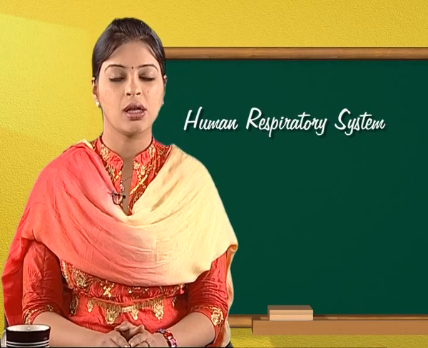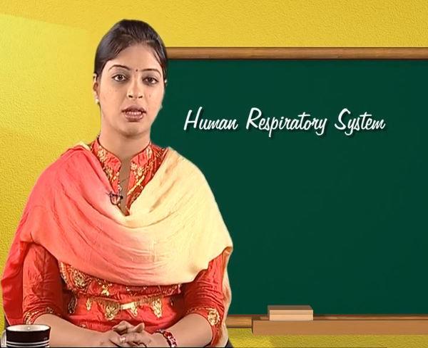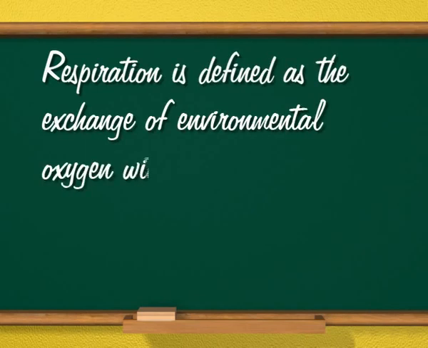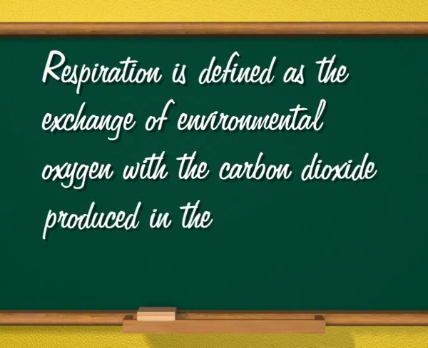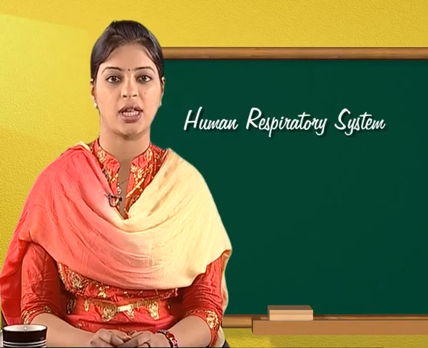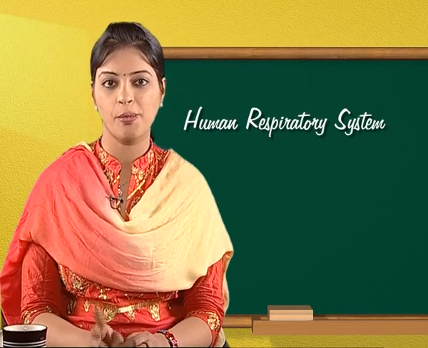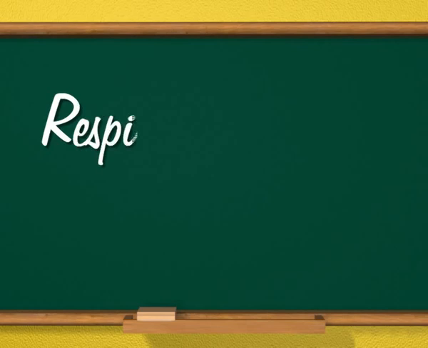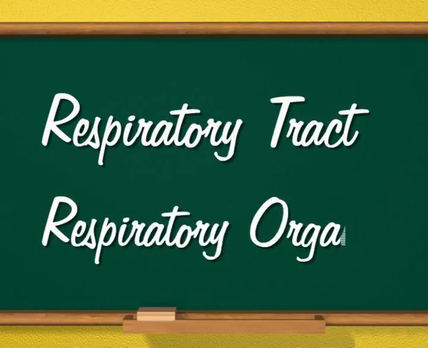Question number 1. What is respiration? Well, the answer is: respiration is defined as the exchange of environmental oxygen with the carbon dioxide produced in the cells during oxidation at a moist surface. Now the next question is, name two basic components of the human respiratory system. Answer: respiratory tract and respiratory organs are the two basic components of the human respiratory system.